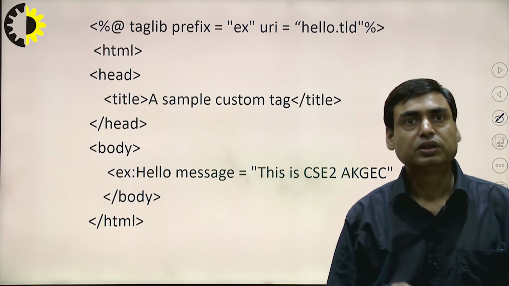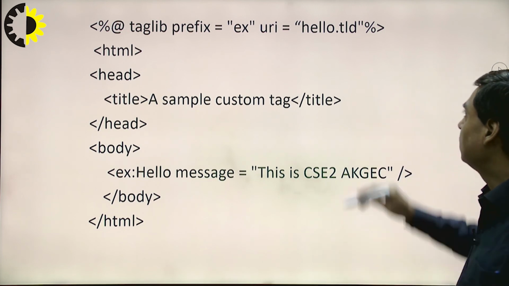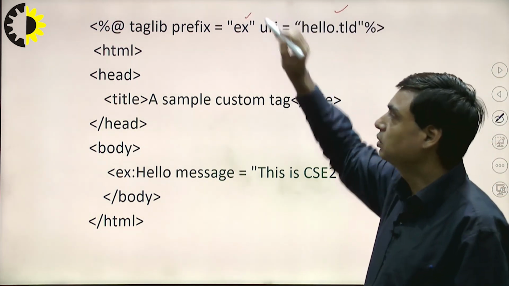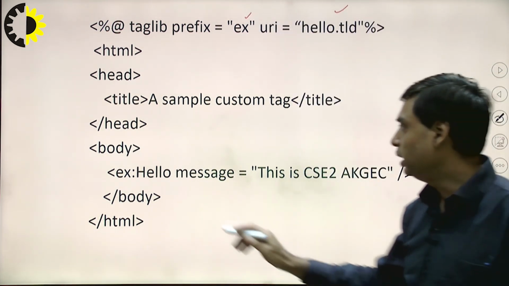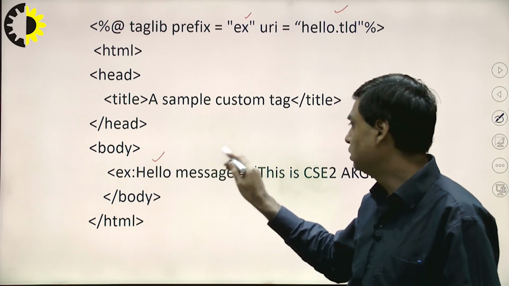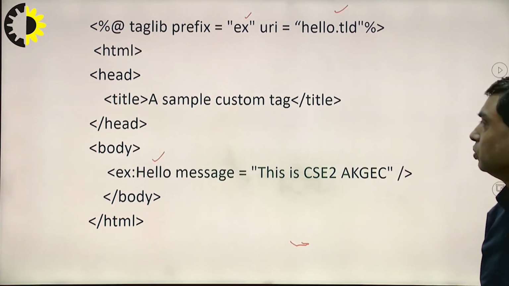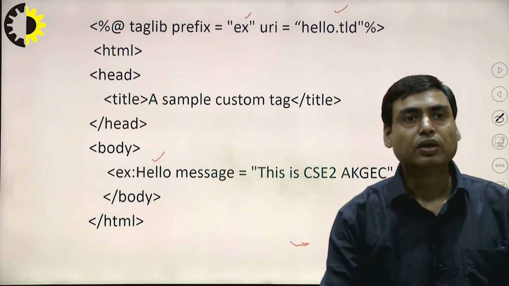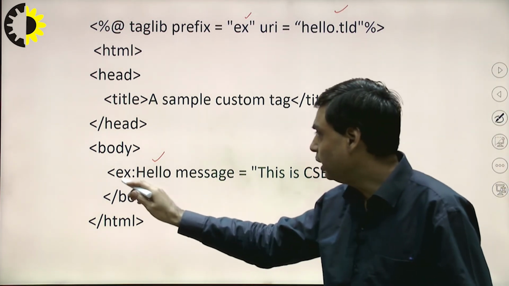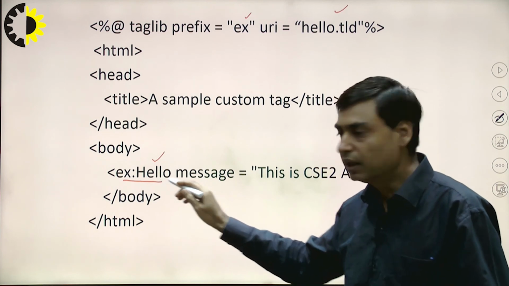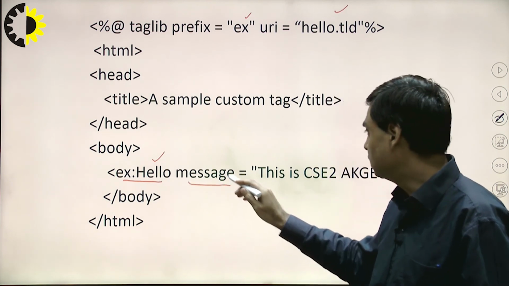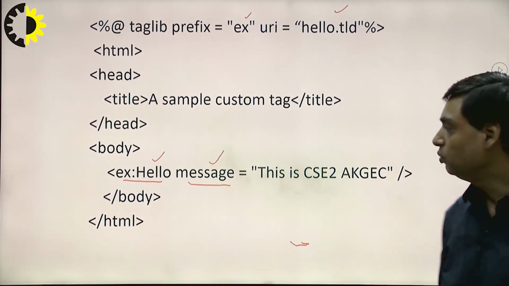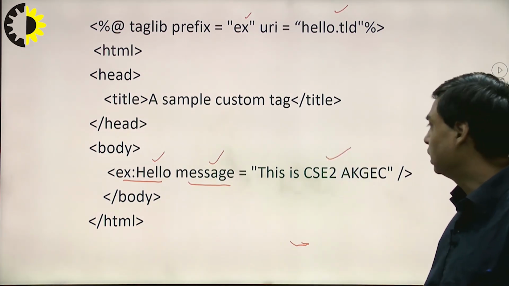Now we will use this tag library. We will use this tag library with the hello.tld file. Then the prefix is ex. Then we are using ex:hello message equals "This is CSC to AKGC". This is the message that is going to display. So here we can say ex:hello, where hello is the name of the tag, and message is the attribute name, and the value of this attribute is "This is CSC to AKGC".